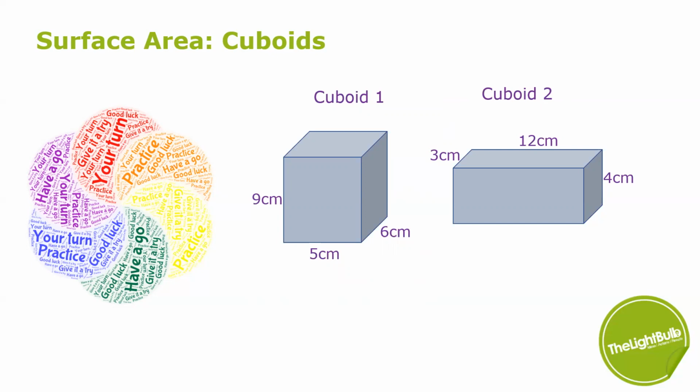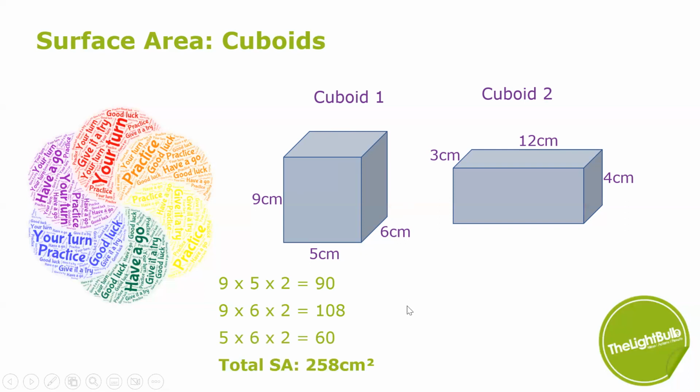Okay, how did you do? So first of all, the front face is 9 times 5, and then there's 2 of them, so times 2 gives us 90. The side is 9 by 6 by 2, so the 2 sides give us 108, and then we have the top, which is 5 by 6, and again by 2, the bottom as well, gives us 60, altogether giving us a total surface area of 258 centimeters squared.